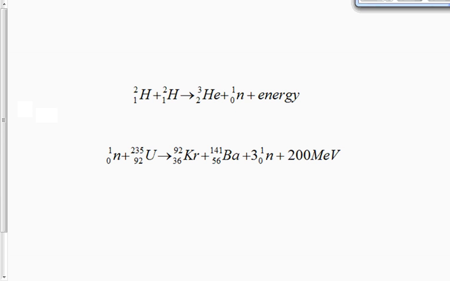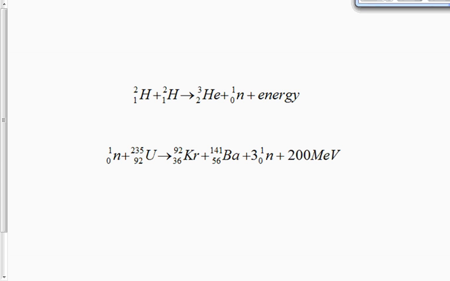Two reactions up on the board right now. One of them's fission, one of them's fusion. Which one's which? Parker? Top one is fusion. How do you know that? Okay, be careful with that.